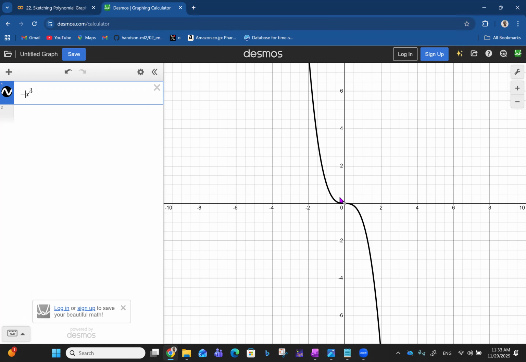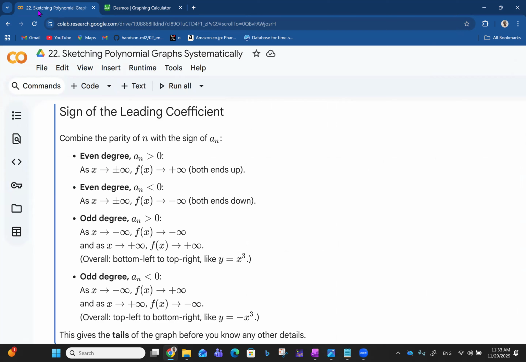All right, so as x approaches negative infinity, the function approaches positive infinity. As x approaches positive infinity, the function approaches negative infinity. Very important to understand that. This gives the tails of the graph before you know any other details. So you can already know the tail of the graph depending on the degree and the leading coefficient.